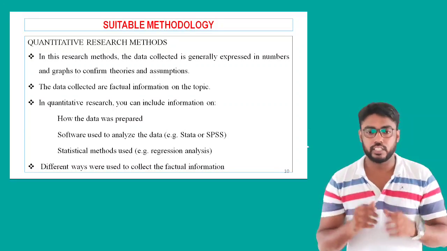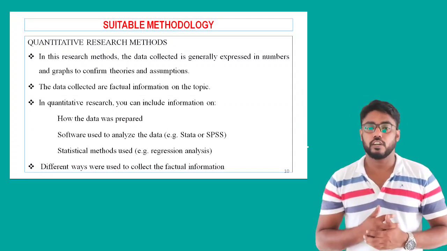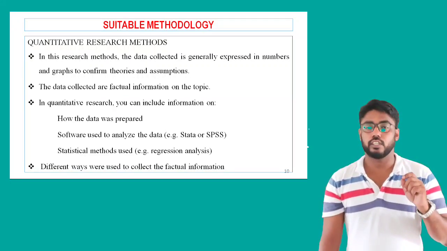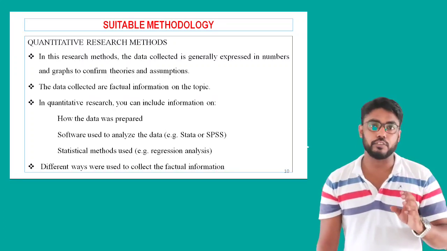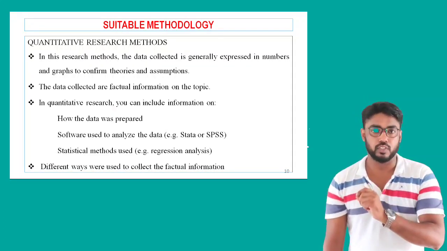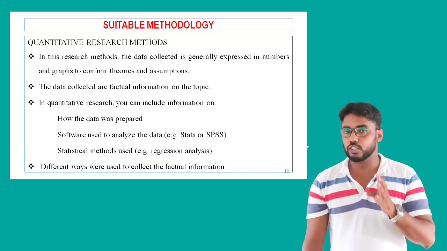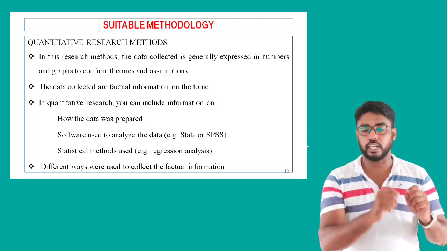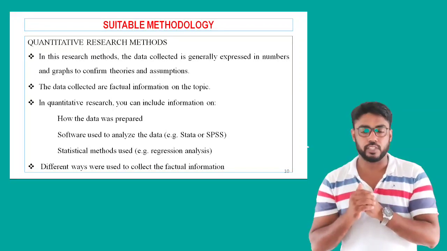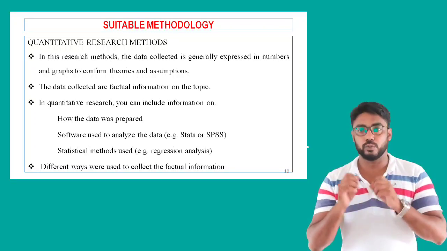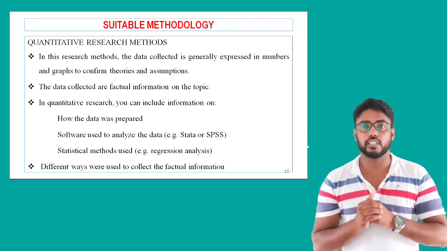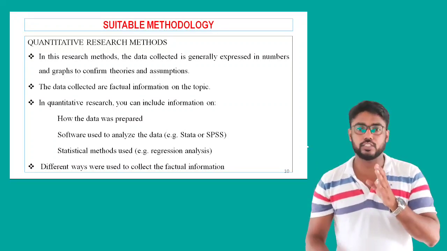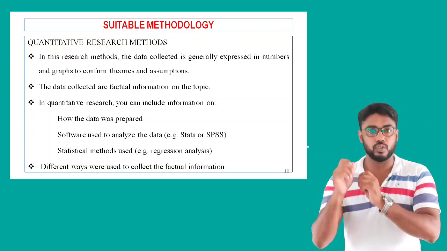There are different ways used to collect the factual information. In the quantitative research method, the data collected is generally expressed in numbers and graphs to confirm the theories and assumptions. Here you will present the data as numbers or graphs, and the data collected will be factual information on the topic.